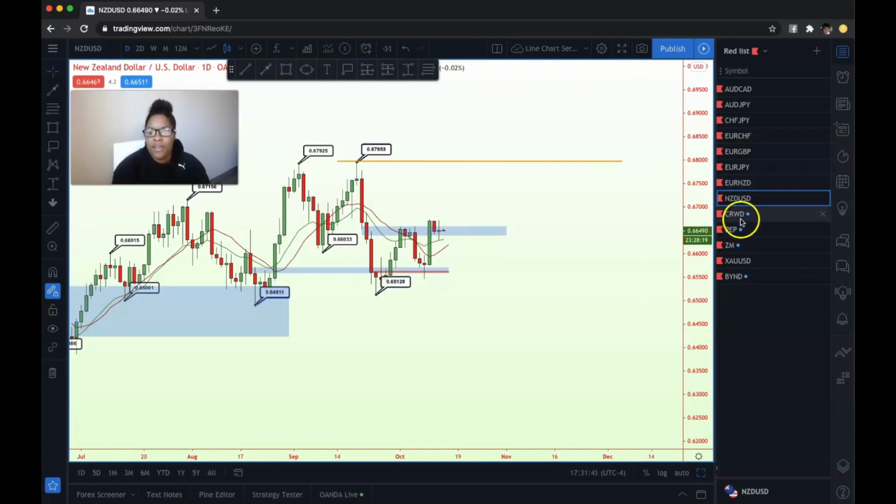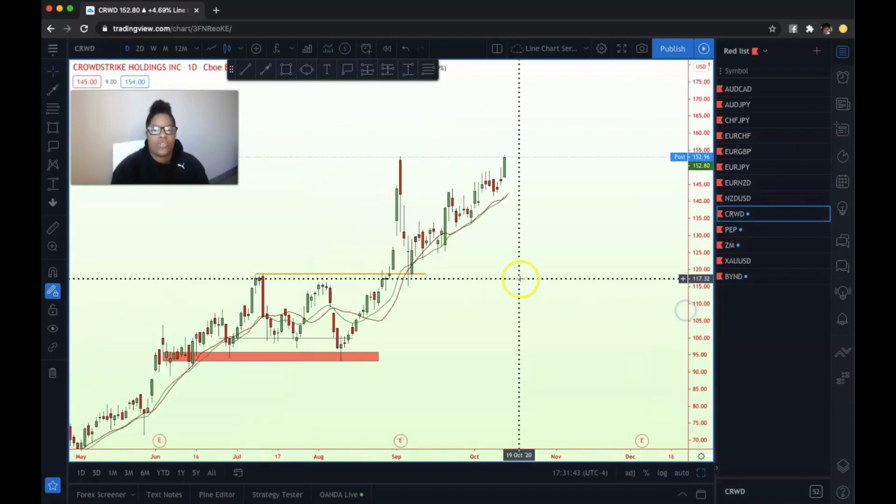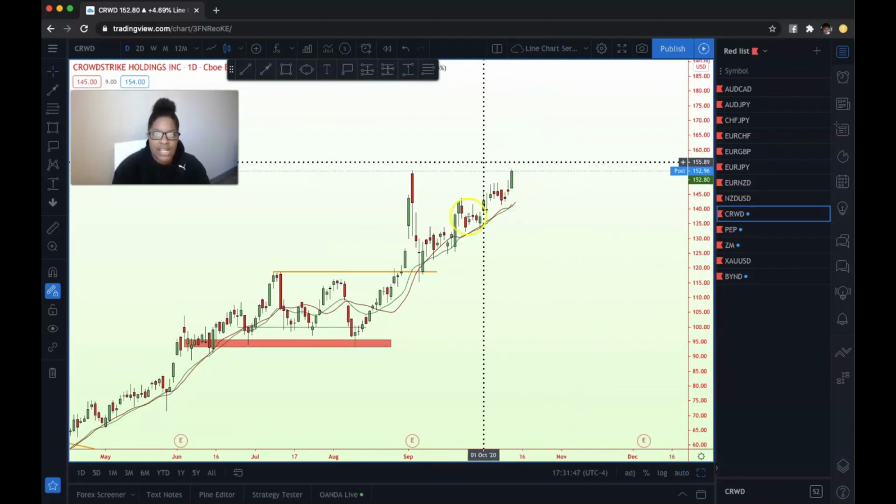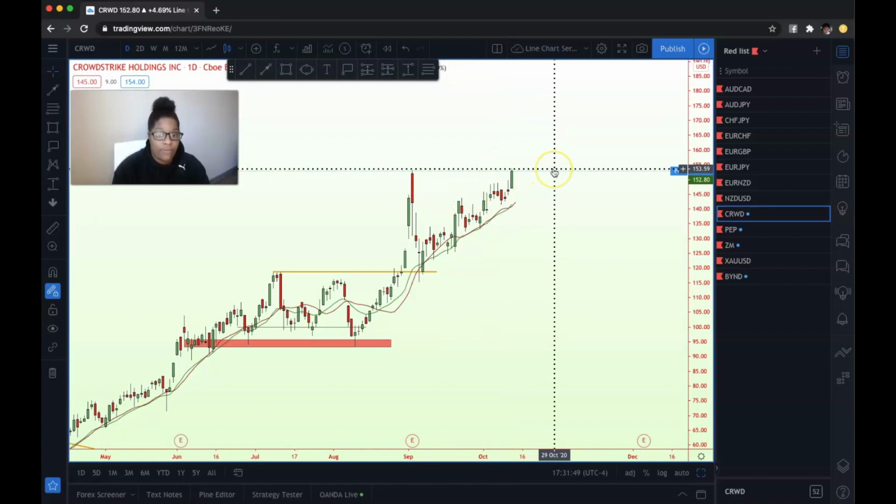I loved it. So let's look at CrowdStrike. All right, I am invested in CrowdStrike. I own about 3 or 4 shares, and this one I will be adding to my portfolio.